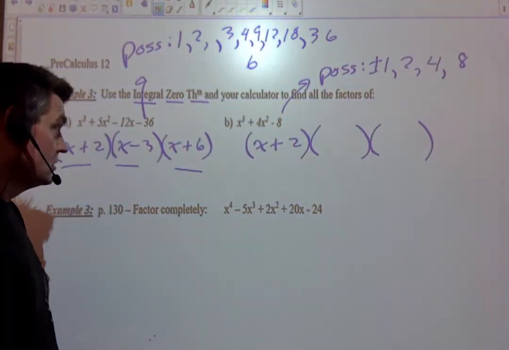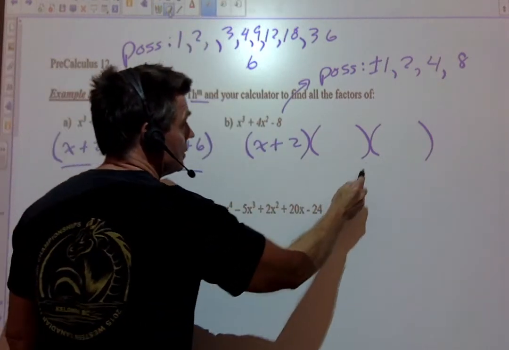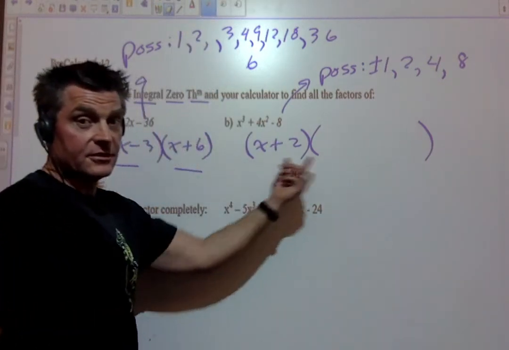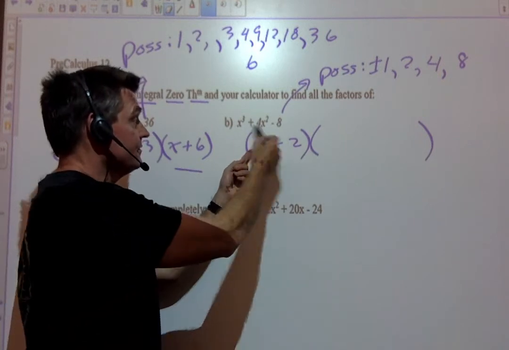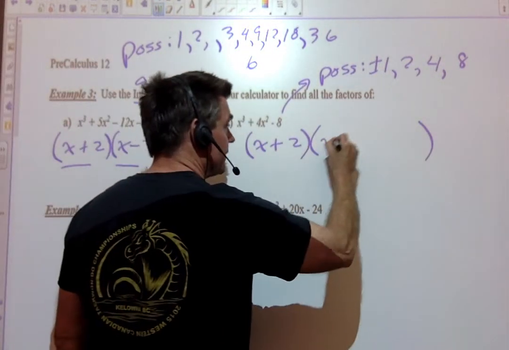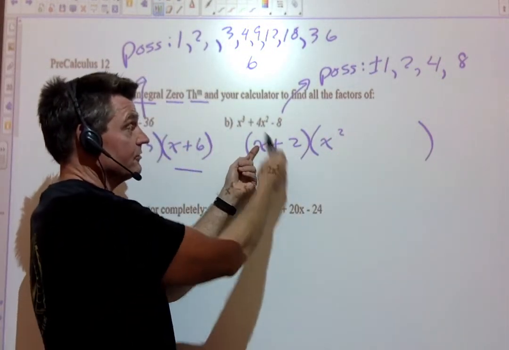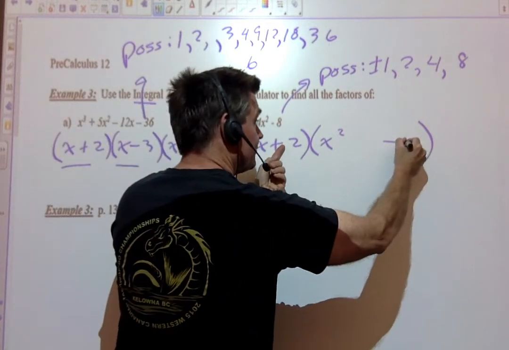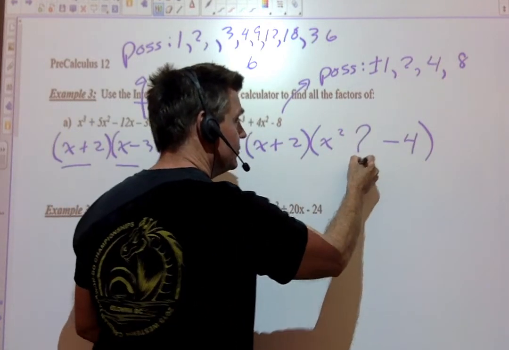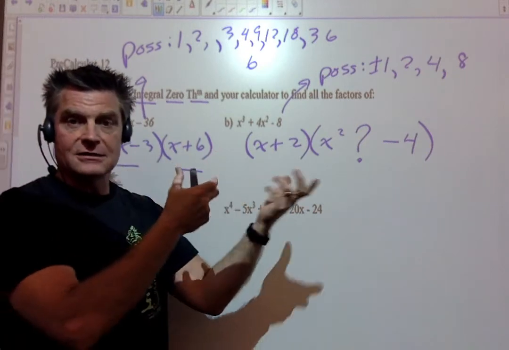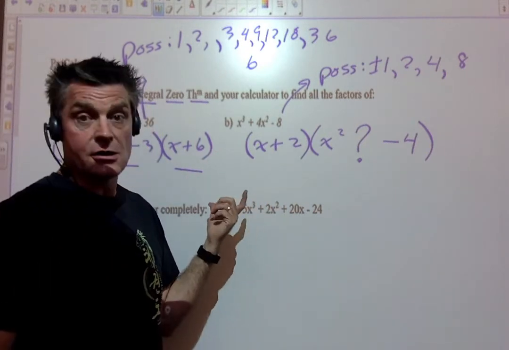So this is going to be a trinomial. I can probably guess what it is. I know it's got to start with an x squared, right? In order to get my x cubed. The minus 8, I know it's got to be minus 4 on the end. I just don't know what it is in between. But it's not going to be 3 nice little factors because this one, they're not integer values.